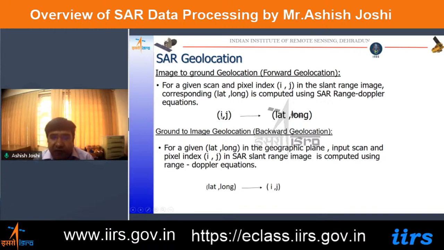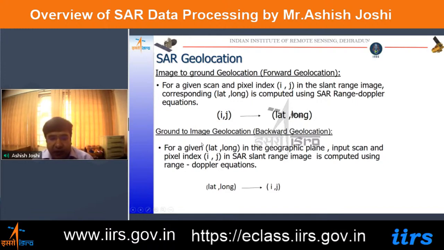So this is called the forward geolocation. Means for each image pixel, we are geolocating the point, lat long to a point. Again, if we know the lat long, we have to find where it is coming from in the SAR image, and that is called the backward geolocation. In the backward geolocation, for a given lat long in the geographical plane, the input scan pixel in the SAR slant range image is computed using the range Doppler equation. So in both formulations, from image to ground and ground to image, we have to use the range Doppler equations for geolocating the target.